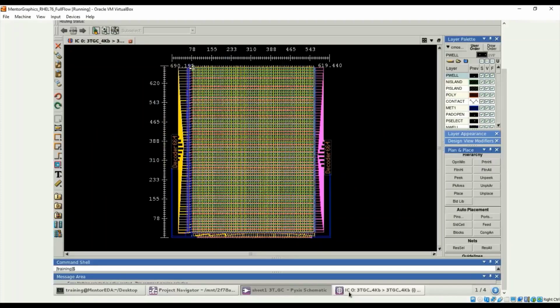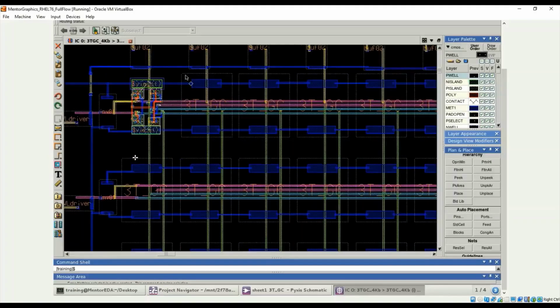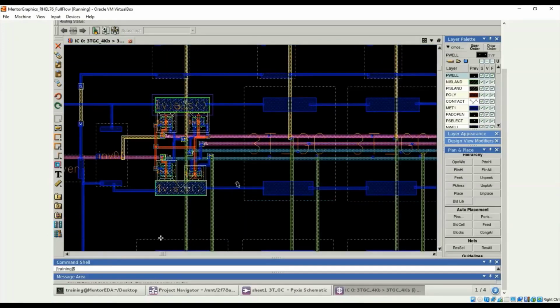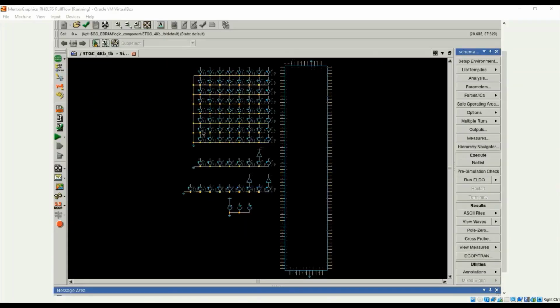After that, this is the layout of the memory array architecture created based on this single supply 3T GC bit cell. Next, this is the test bench to run the simulation. Before I start the simulation, all the settings were adjusted and the extracted parasitic netlist is included. Now I will run the simulation.